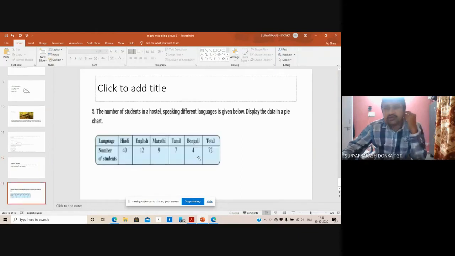And one more mathematical modeling I did, sir. This one is using maths is fun. The number of students in a hostel speaking different languages is given below. Display the data in a pie chart. So here I made a pie chart for this.